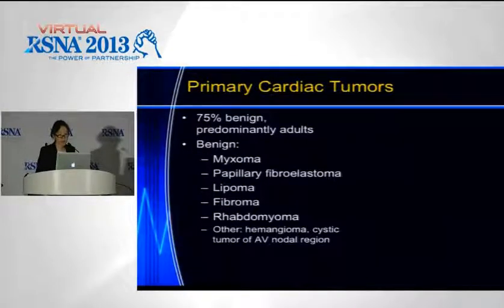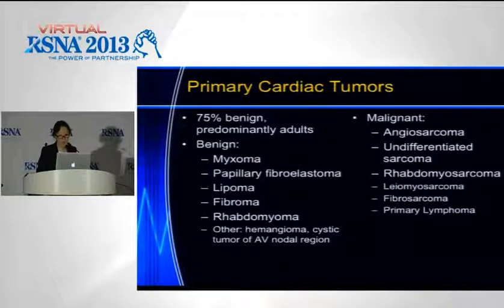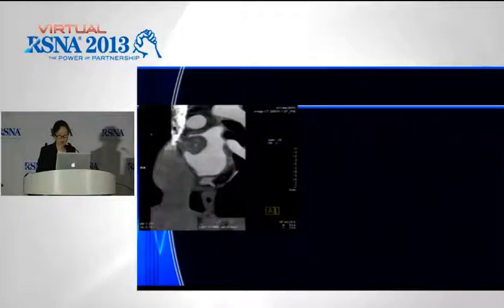So let's take a look at those primary cardiac tumours. Just as a reminder, they're pretty rare. Most of them are benign and occur in adults. The most common of these are myxoma, papillary fibroelastoma, and we'll take a look at some of these. Malignant lesions, again, rarer still. The most common of these is the angiosarcoma. So we'll take a look at some of the benign lesions to begin with.